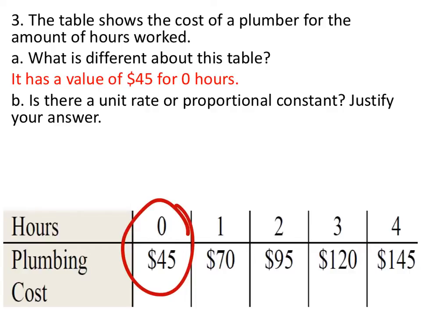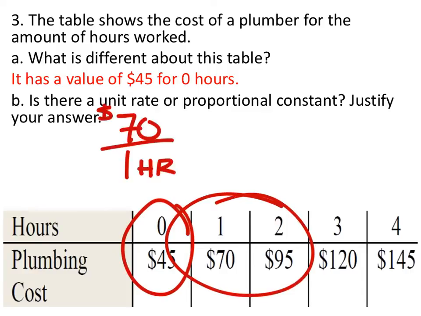They have to charge you an hourly rate or some type of rate so that they're not losing money in that case. So to answer part B, is there a unit rate or proportional constant? And we'll justify our answer as well. But we just need to compare these as fractions. So let's compare these two, for example. So I've written $70 per hour as a ratio. And in order for them to be proportional, they need to be equal.